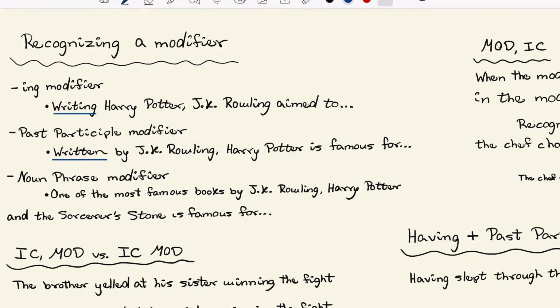And the last one is a noun phrase modifier. "One of the most famous books by J.K. Rowling, Harry Potter and the Sorcerer's Stone, is famous for..." So in this sentence, the noun phrase modifier would be "one of the most famous books by J.K. Rowling," because it's describing the noun, which is Harry Potter, which is the book.